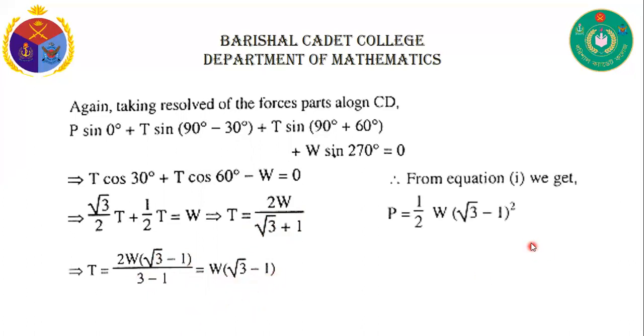So from equation 1, putting the value of T, we can get the value of P, that is P equals 1 by 2 W (root 3 minus 1) whole square, that is 1 by 2 W (3 plus 1 minus 2 root 3), that is W into (2 minus root 3). That's the result. So boys, this is one problem for the resolved parts formula.